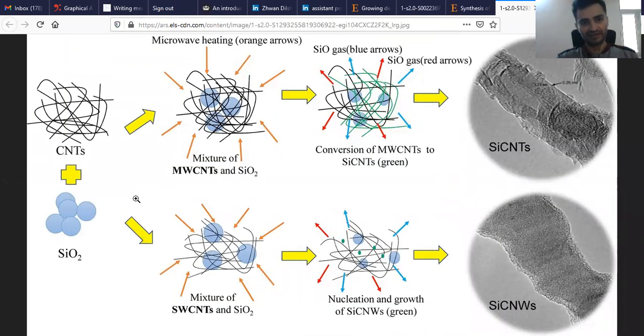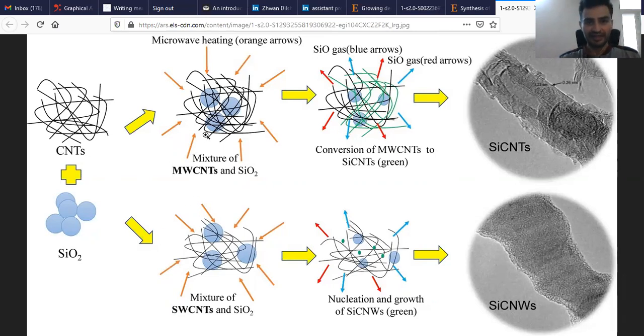When we look at the graphical abstract, we understand the author mixed carbon nanotube with silicon oxide, but they have two ways. In the first way, they used multi-wall carbon nanotube. The people who work in chemistry understand what that means. In another way, they used single-wall carbon nanotube. So they have carbon nanotube, but they used two different types, multi-wall and single-wall.